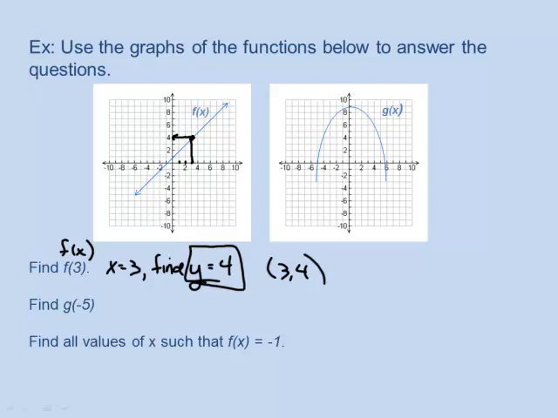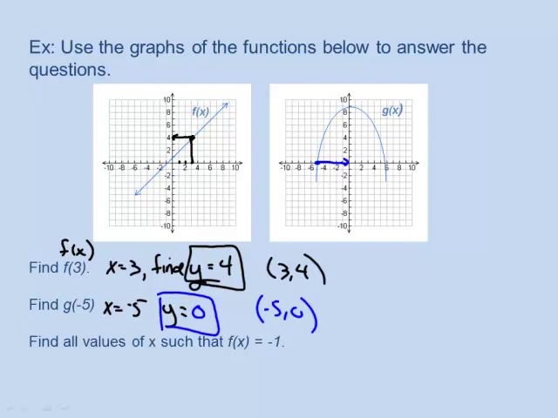Find g(-5). Again, we're going to look at that second function, g(x). We're going to find where x is equal to -5, and we're going to find y. So if we come over here, x is equal to -5, 1, 2, 3, 4, 5. Looks like the corresponding y value is right on that 0, because that is the x-intercept. So where x is -5, y is 0. Okay, ordered pair (-5, 0).